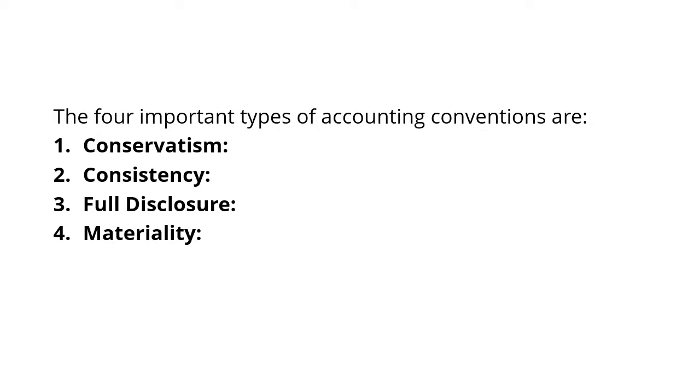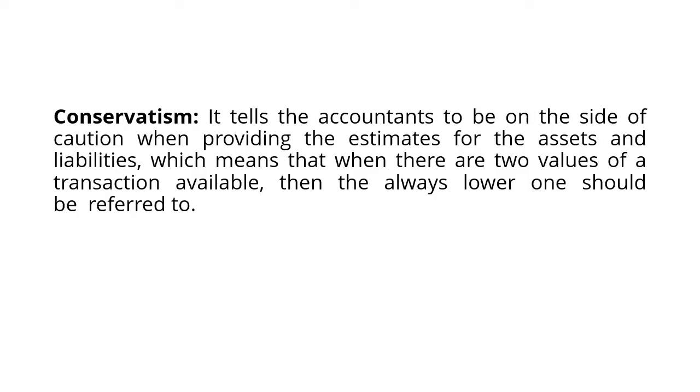So how many types of conventions are there? Basically, there are four main types of conventions. They are conservatism, consistency, full disclosure, and materiality. We are going to discuss each one of them one by one. The way to remember them is C2FM. By this acronym you can remember this. This is how I remembered, so I'm sharing the same trick with you. C2: conservatism, consistency; FM: full disclosure, materiality. This way you are not going to forget. Okay, so let's discuss each one of them individually.